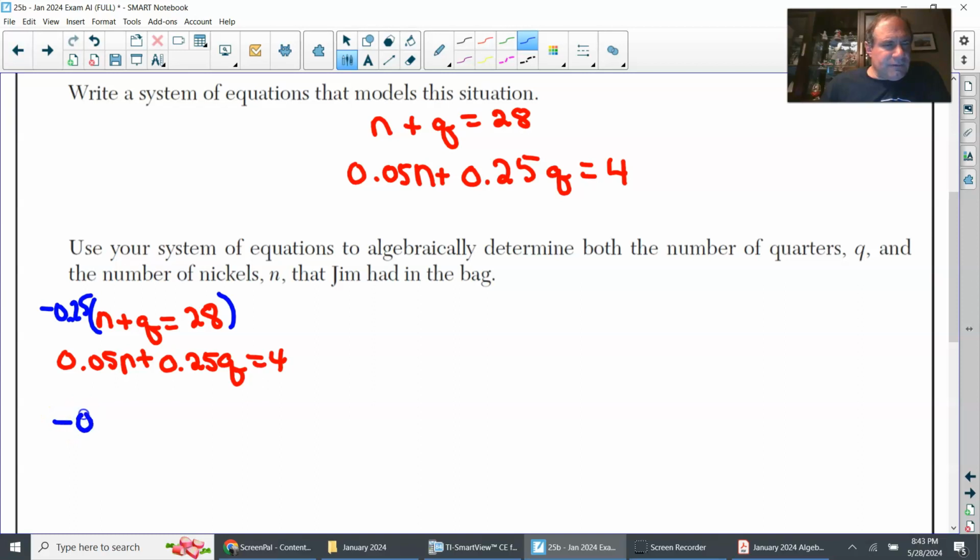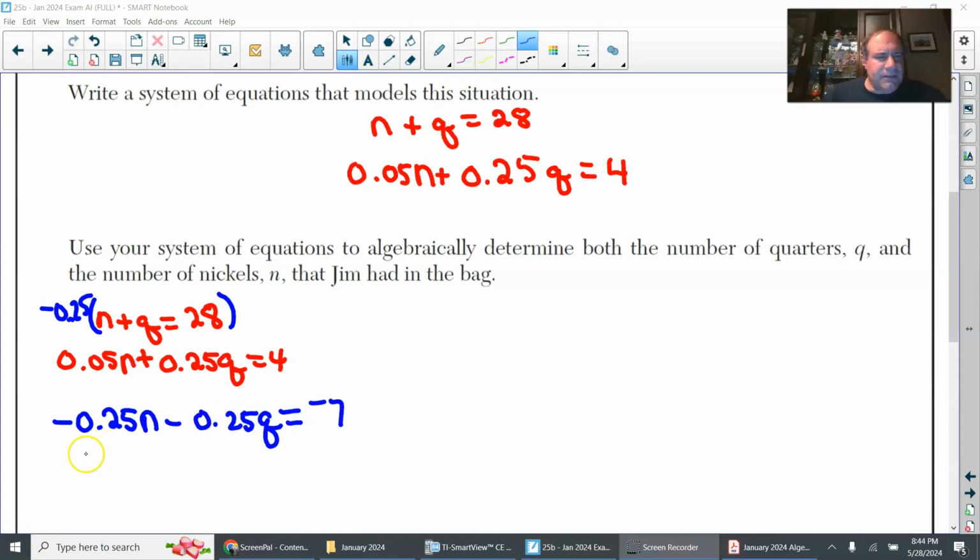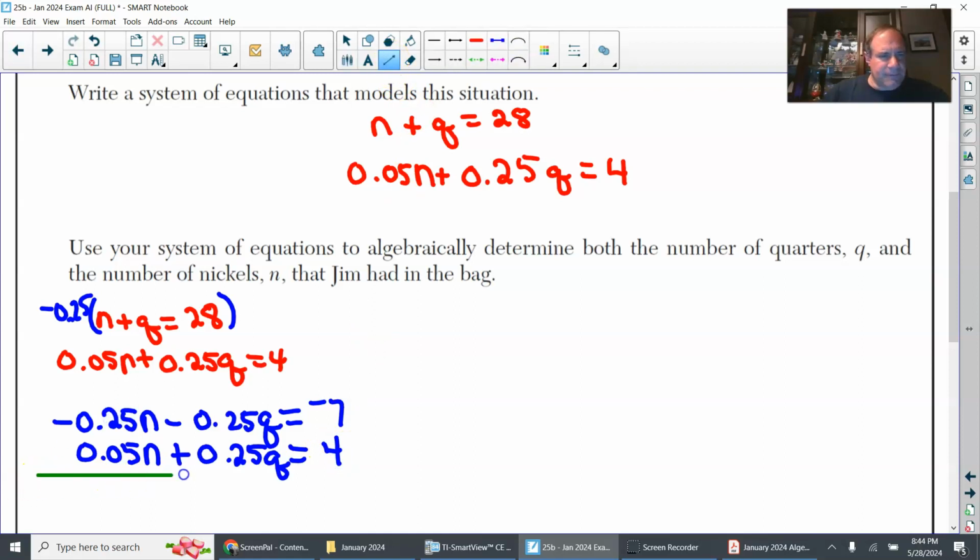So this is negative 0.25N minus 0.25Q equals negative 7. And then I'm just going to write down the other equation right below it, because I like to see them vertically, just like that. And you could see that the Q's now cancel out. And that's exactly what I wanted to do, to cancel one of the variables out.